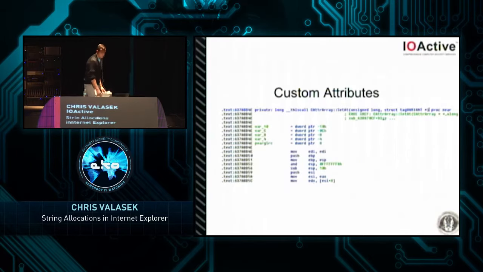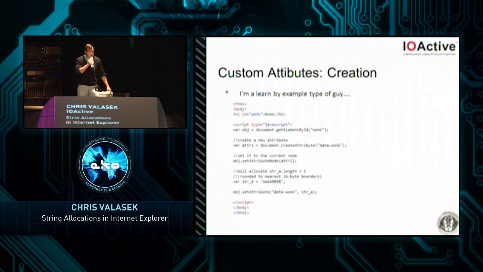Dowd-Smith-Dewey paper. Custom attributes. This is where I thought the best thing would be for doing exploitation type stuff. Again, I'm a learn by example type of guy, so I figure what we'll do is go through an example here. Here we have a tag which has an ID of wonk. We get element by ID, we create a new attribute. On that element, we set the attribute that we just created, and then we create a string in JavaScript, and then set the attribute value to be the string we created.